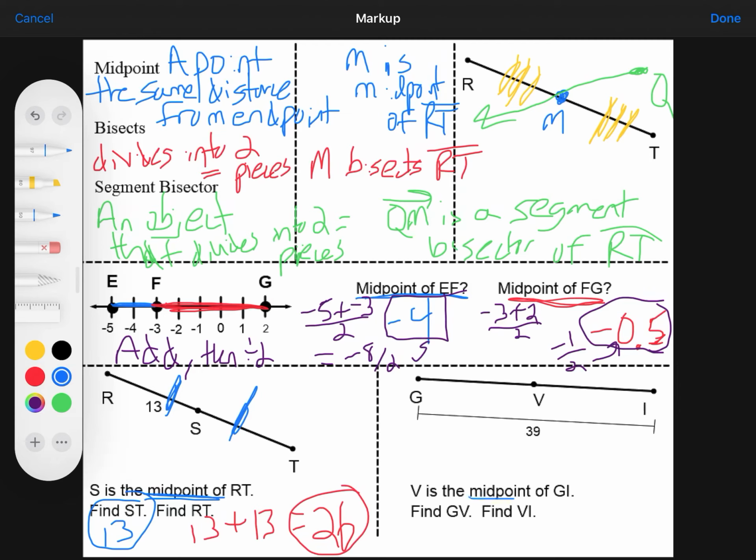Same idea here. V is the midpoint of GI. Midpoint does not mean a point in the middle. It means two equal pieces. This piece on the left is the same as the right. What math would you do to find the two pieces if the whole thing is 39? No, it's not 39. The answer is not 39. And you don't multiply it by 2 and get 78. Instead, you work backwards and you divide by 2. And when we divide by 2, you get the part on the left, GV, is 19.5, and the part on the right, VI, is also 19.5.